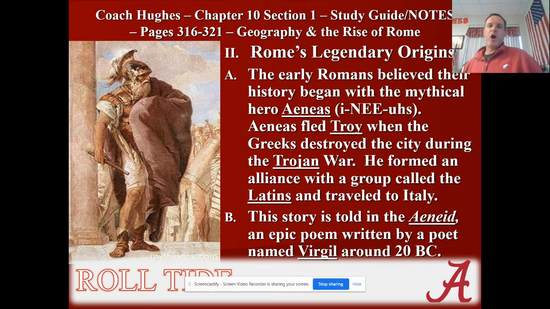All right, so let's talk about Rome's legendary origins. Think of it like an origin Marvel movie or Wolverine movie, or an origin, how we got started kind of flick. So the early Romans, and there's a couple of beliefs to this, believed that their history began with the mythical hero Aeneas. Aeneas flees Troy during the Greek invasion. During the Trojan War, he formed an alliance with a group called the Latins as he traveled to Italy.